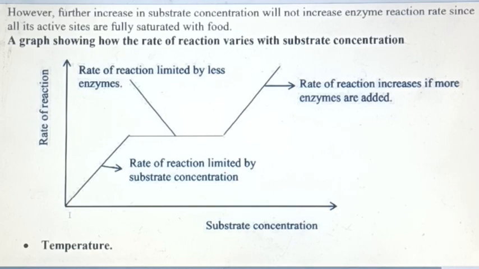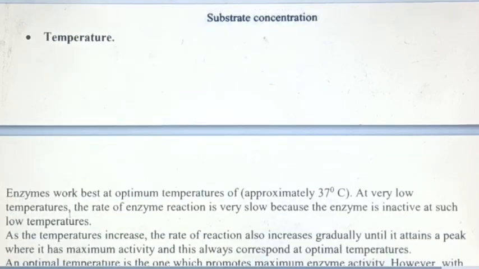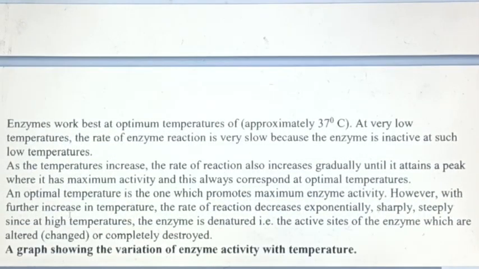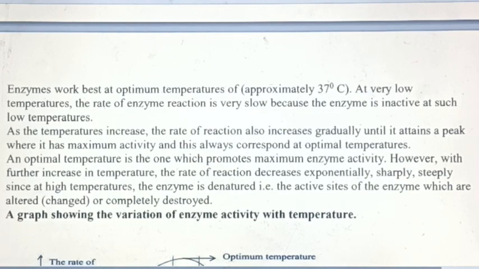We have the second factor, which is temperature. Now, we are saying that enzymes work best at optimum temperatures of approximately 35-37 degrees Celsius in humans. When the temperatures are very low, the rate of reaction is very slow. This is because enzymes need to be activated, and at low temperatures, enzymes are less active, so they are still inactive. But as the temperature increases, the rate of reaction also increases gradually until it attains a peak.